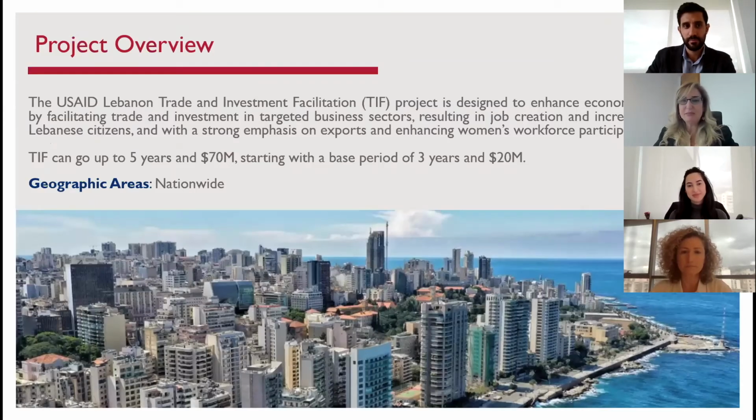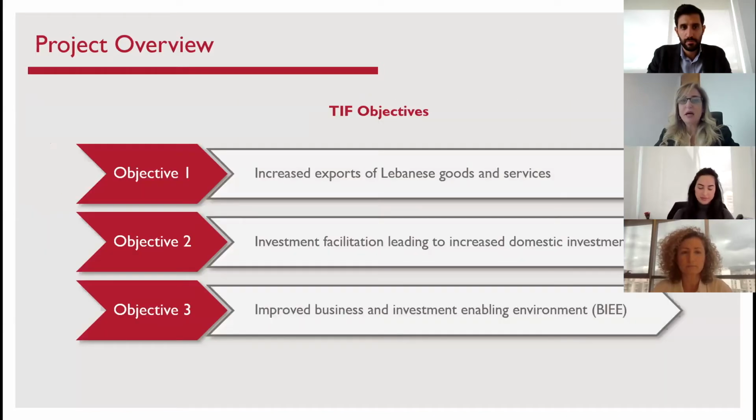The Trade and Investment Facilitation TIF project is designed to enhance economic opportunities by facilitating trade and investment in targeted business sectors, resulting in job creation and increasing income for Lebanese citizens. TIF can go up to 5 years and $70 million, starting with a base period of 3 years and $20 million. We will put our resources together with the private sector to develop the sector and relaunch activities and get Lebanon out of this crisis.